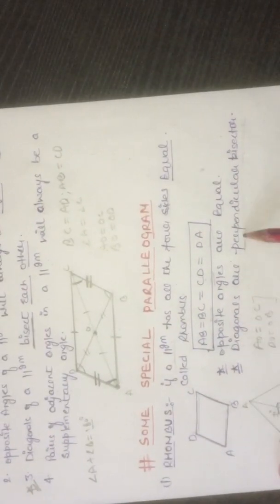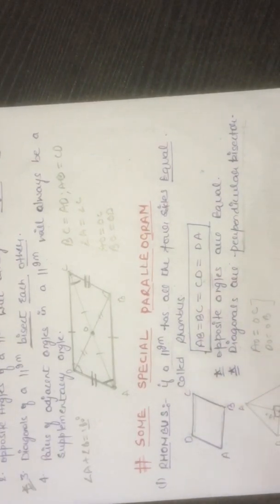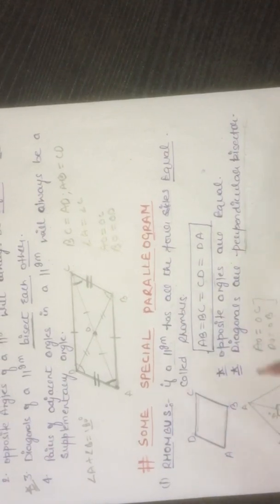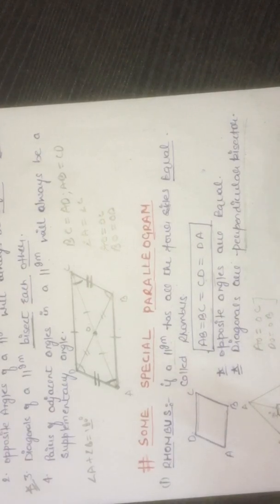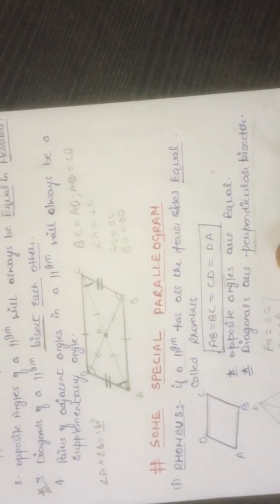Now, the second important property: diagonals are perpendicular bisectors. Guys, what is the meaning of perpendicular bisector? That means diagonals AC and DB bisect at a point O, and at point O they make an angle of 90 degrees. This is the meaning of perpendicular bisector.